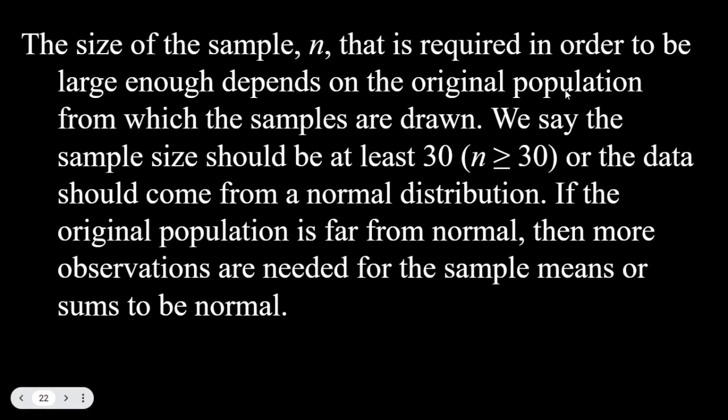The size of the sample n that is required in order to be "large enough" depends on the original population from which the samples are drawn. We say that the sample size should be at least 30. So we need an n value greater than or equal to 30, or, if the data comes from a normal distribution, then we don't have to worry about that requirement. If the original population is far from normal, so if it's a really bizarre shape, then possibly more observations are needed. But our rule of thumb here is that as long as you have at least 30, you're safe. Or if your original population is normal, you're safe to use the central limit theorem as well.